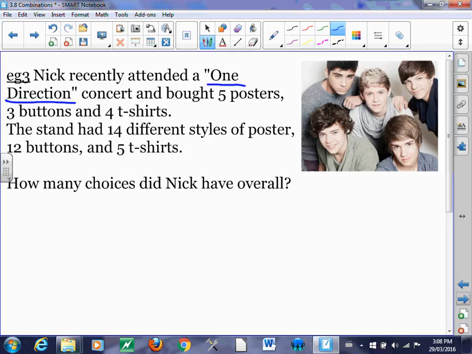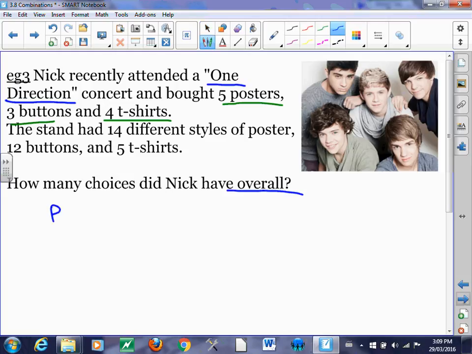All right, pretend you just go to any concert. Doesn't really matter if it's Nick Jonas or whatever. Okay, so here we go. Last example. So if we go to a concert, okay, and if we buy 5 posters, 3 buttons, and 4 t-shirts, okay, how many different choices did Nick have overall? Okay, so let's take a look at this. So it doesn't really matter which shirt he bought first, what shirt he bought second, third, or fourth. It just says he bought 4 t-shirts. Okay, so what are we worried about? Well, it says how many choices did Nick have overall. That means we've got to include them all.